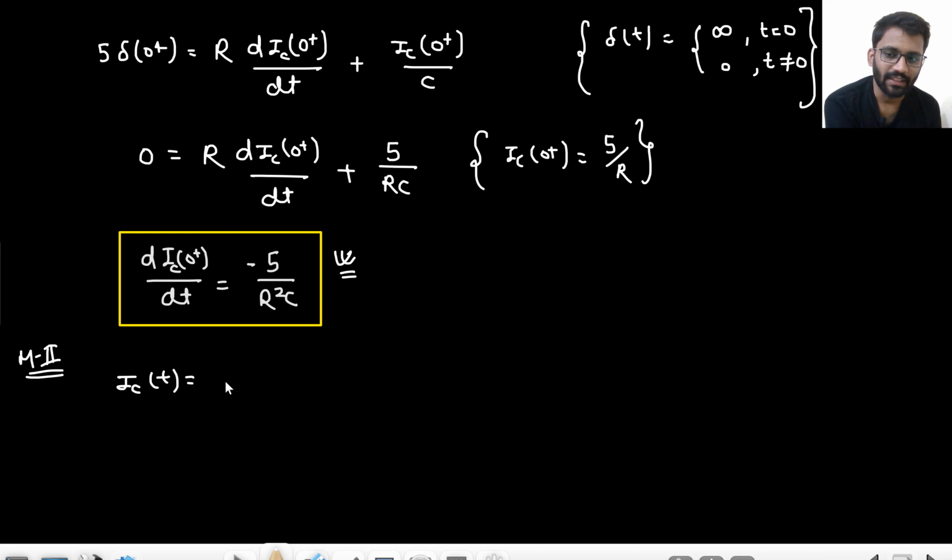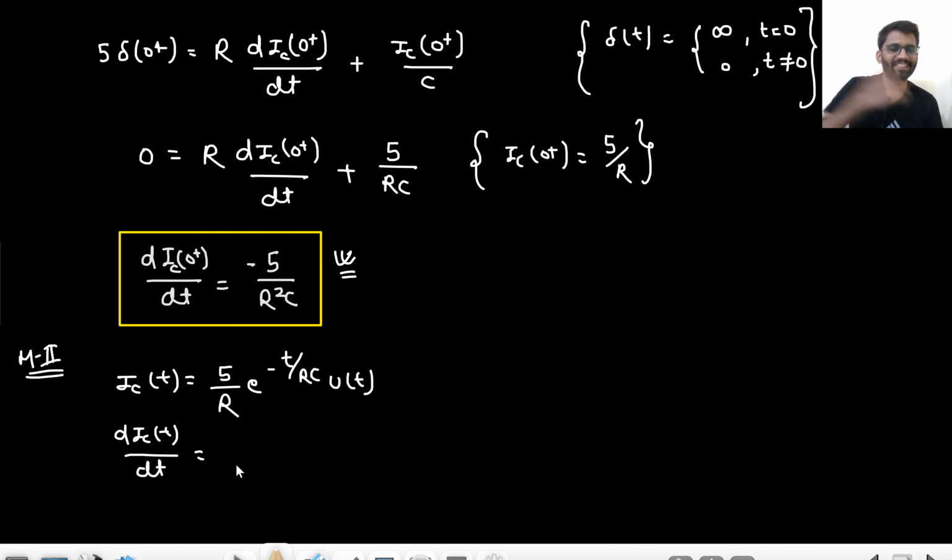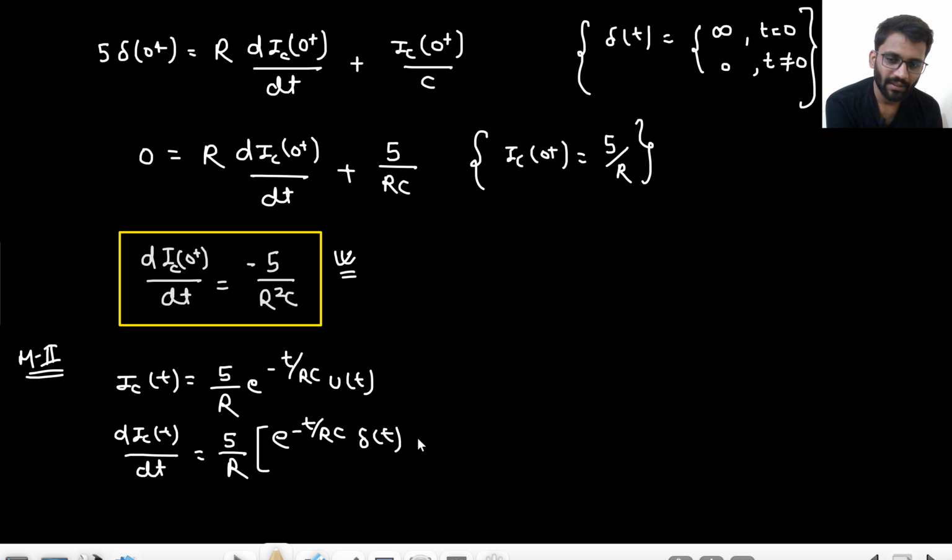Just write down the equation of ic(t). What is the equation of ic(t)? That is 5 by R e to the power minus t upon tau, where tau is RC, into u(t). Just differentiate it now. Many students will do the wrong differentiation, still get the correct answer, but we will do the correct differentiation. U into V will apply, because this is also a time domain function, right? First as it is, differentiation of second, plus differentiation of first, second as it is.